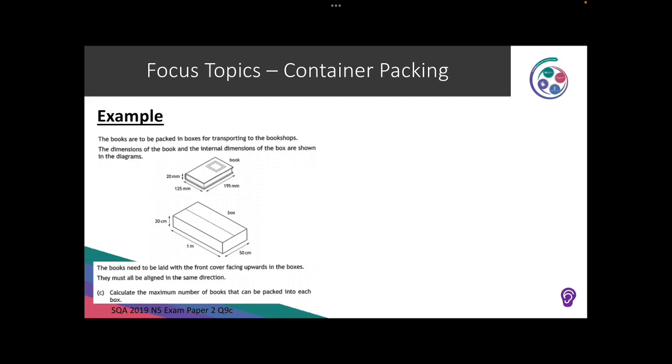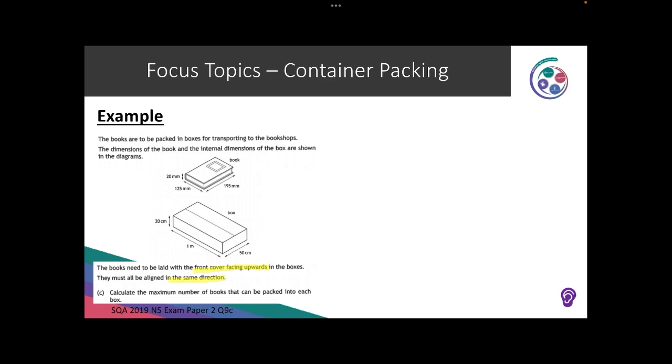The books need to be laid with the front cover facing upwards, that's important, in the boxes. They must all be aligned in the same direction, again that's important. Calculate the maximum number of books that can be packed into each box. So those two parts that I've highlighted stop me from having too many options here. The books are going to have to be facing upwards with the front cover facing up, so I know that they're not going to be flipped round the other way. They also need to be aligned in the same direction, so I know that I'm going to have every single book facing the same way.